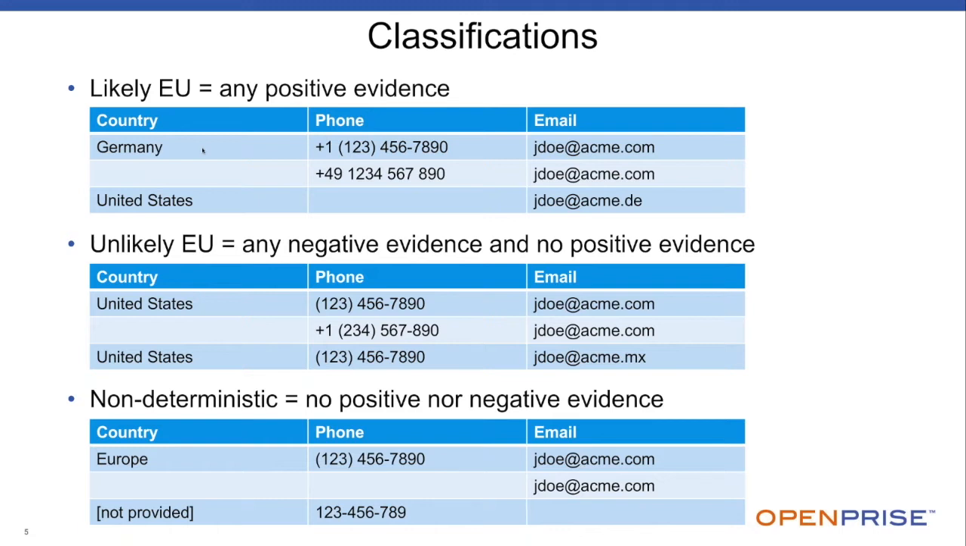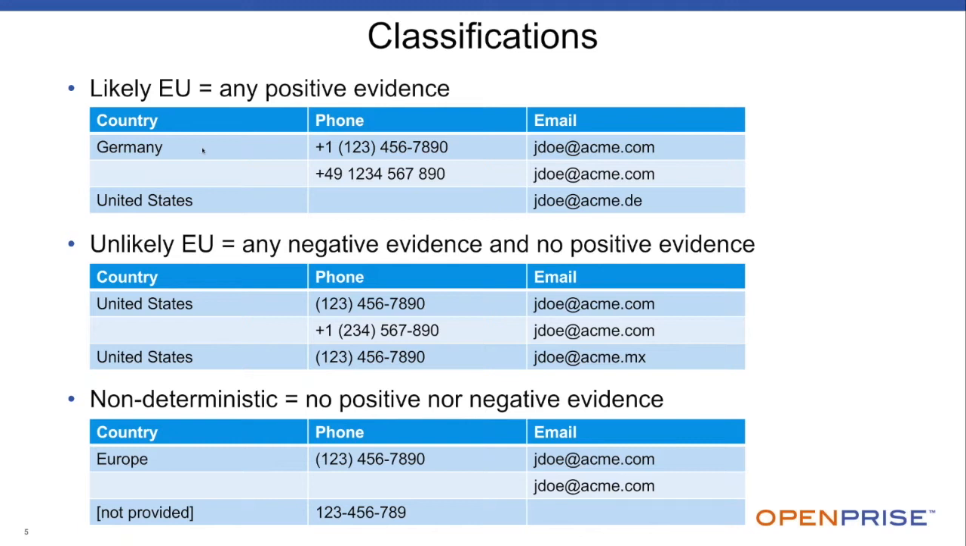So in the first example there, the country field is Germany. That's pretty obvious. Even though the phone number is +1, which is North America, and the email is simple.com, so we can't tell anything from that, it has positive evidence that the country is Germany.